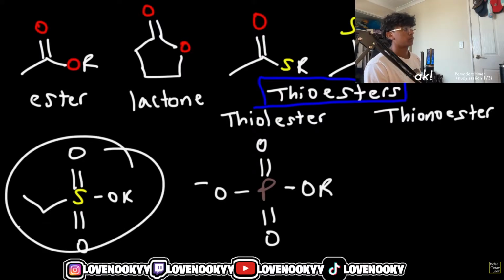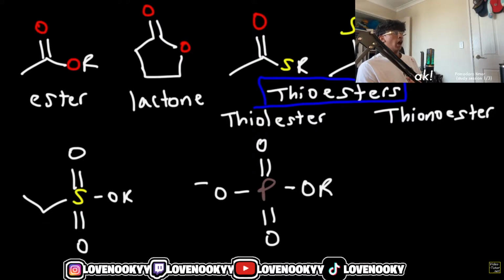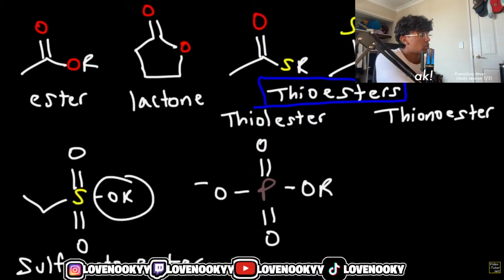Now, what do you think this is? Talking about esters, you know it's a type of ester. This is a sulfonic ester. Remember, if we replace the OR with an OH group, it becomes a sulfonic acid. So switching the OH with an OR group, it becomes a sulfonic ester.